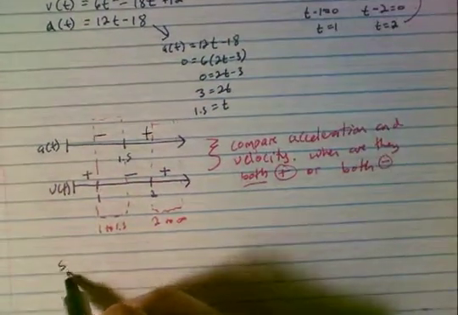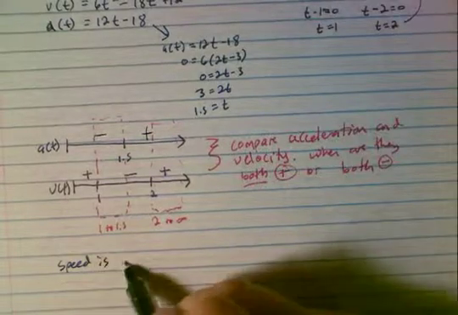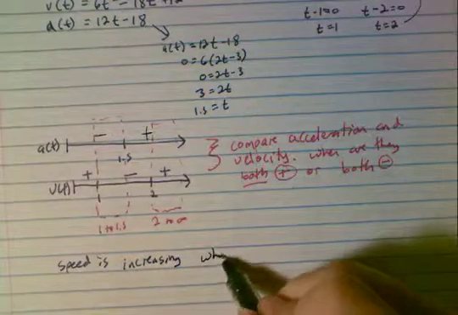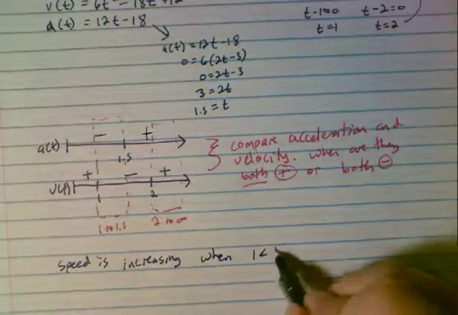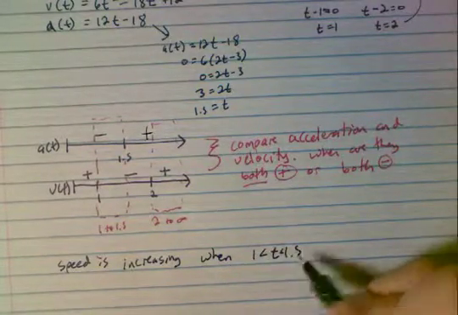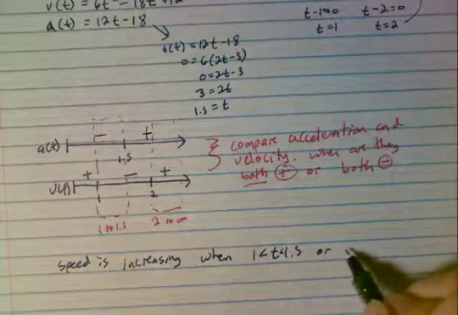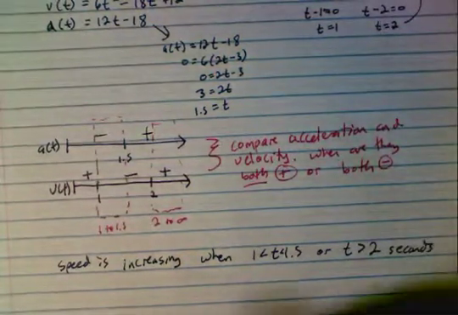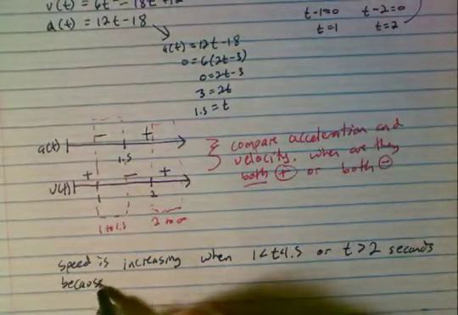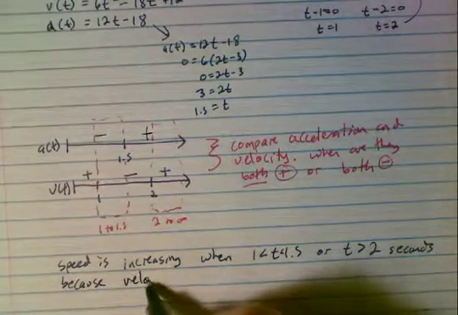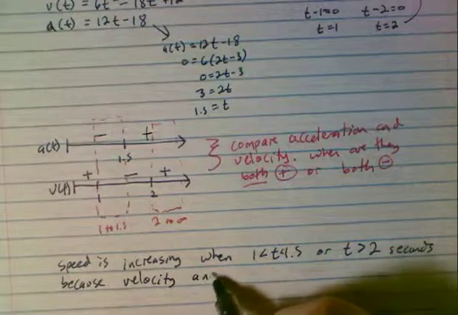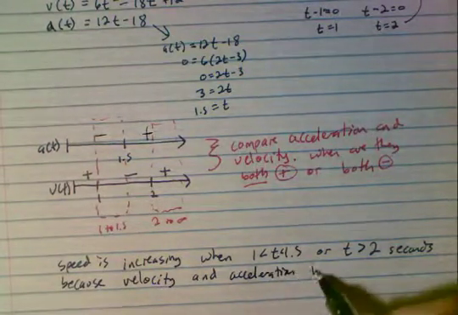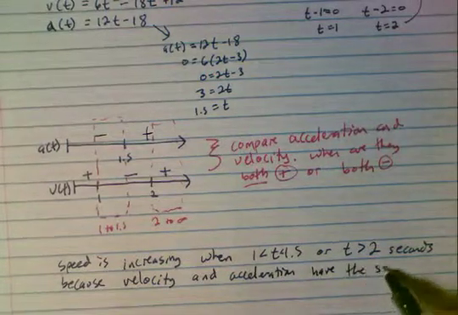So that means speed is increasing when t is between 1 and 1.5, or when t is greater than 2 seconds, because velocity and acceleration have the same sign.